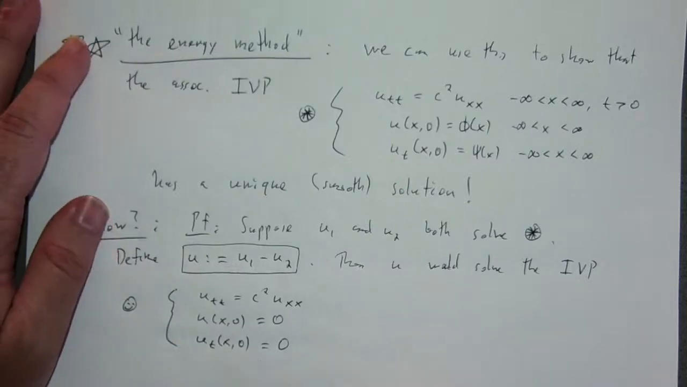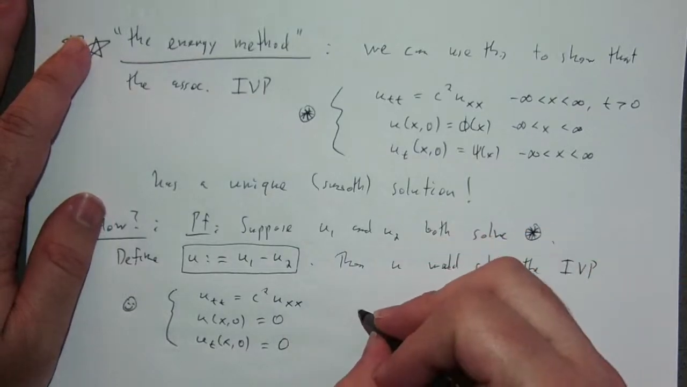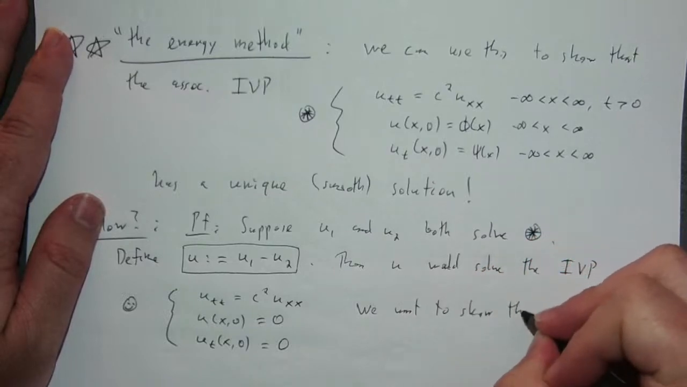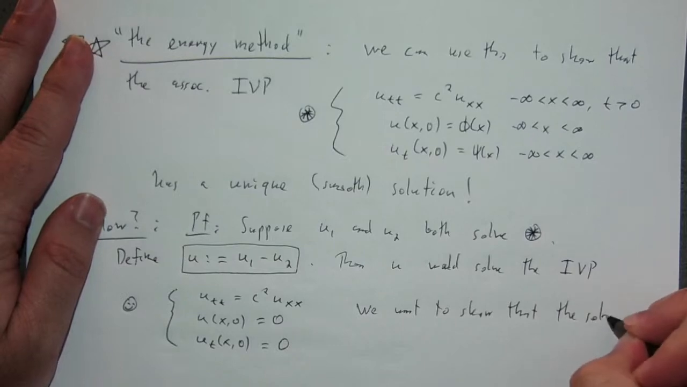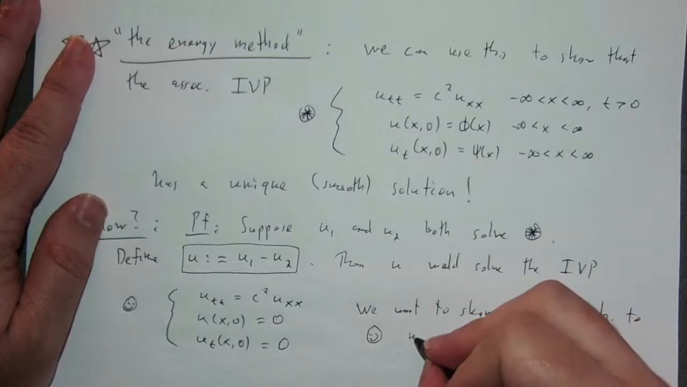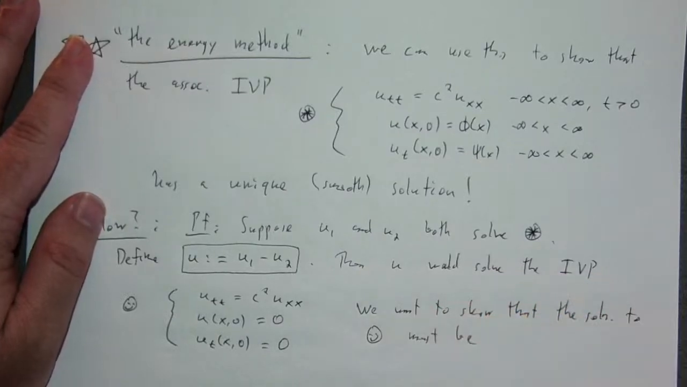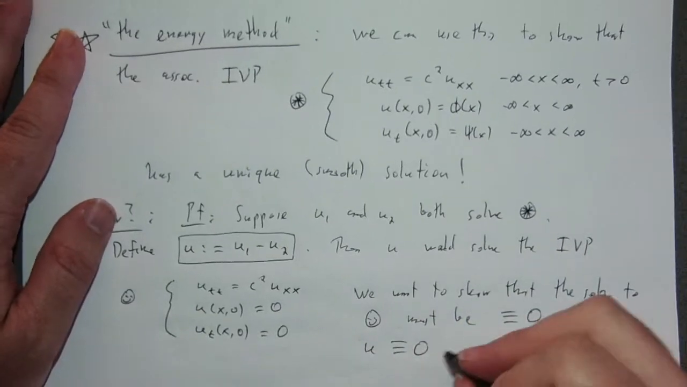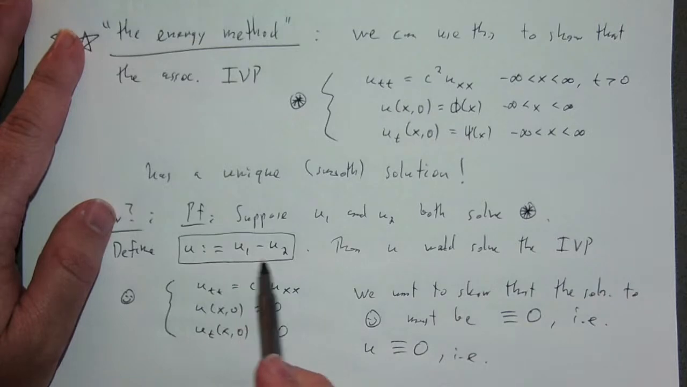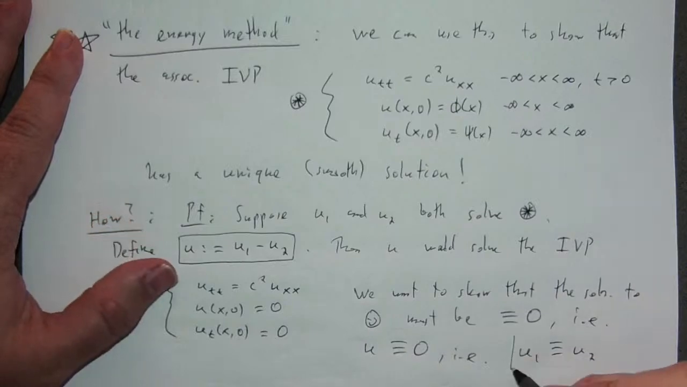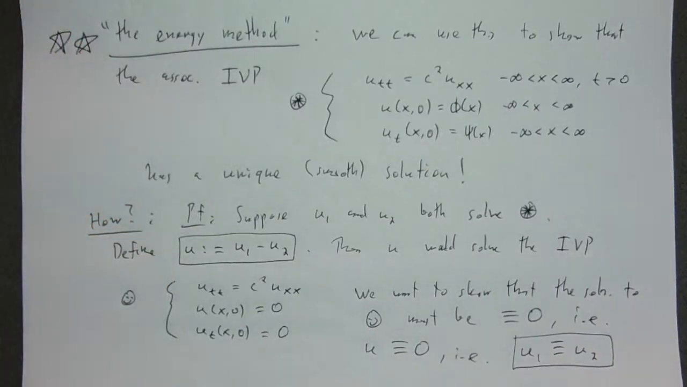The question, what we want to show, is that the solution to smiley face must be identically equal to 0, i.e. u is identically equal to 0, i.e. since u is u1 minus u2, this shows that u1 and u2 are identically equal to each other.